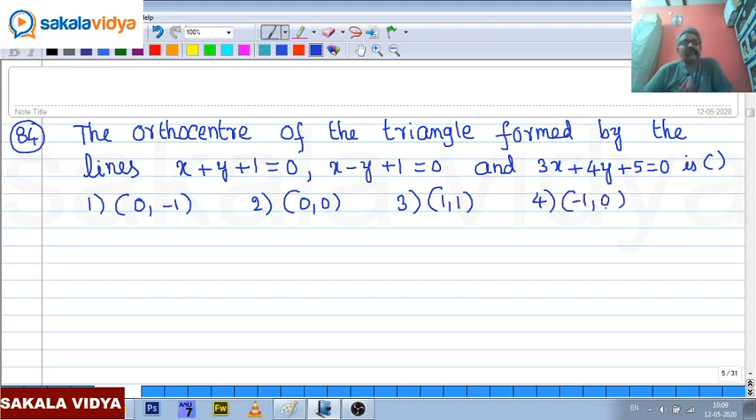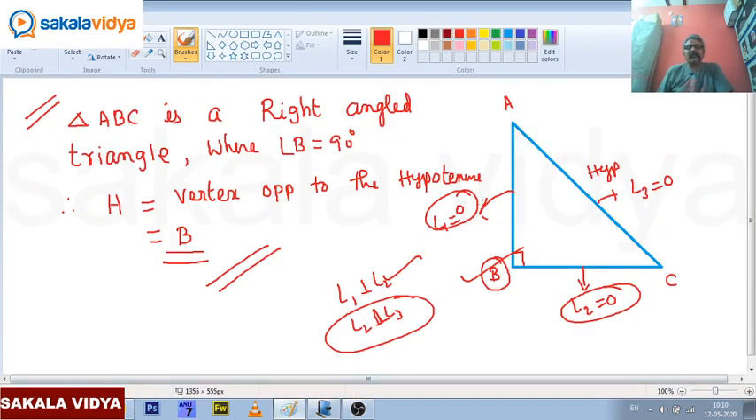Whenever this kind of question is given, the orthocenter of the triangle formed by the lines x plus y plus 1 is equal to 0, x minus y plus 1 is equal to 0, and 3x plus 4y plus 5 is equal to 0, we need to check whether any two of them are perpendicular. If they are perpendicular, directly solve those two equations, and the point of intersection is the orthocenter. For example, if L1 is equal to 0 and L2 is equal to 0 are perpendicular, the point of intersection of these is the orthocenter.